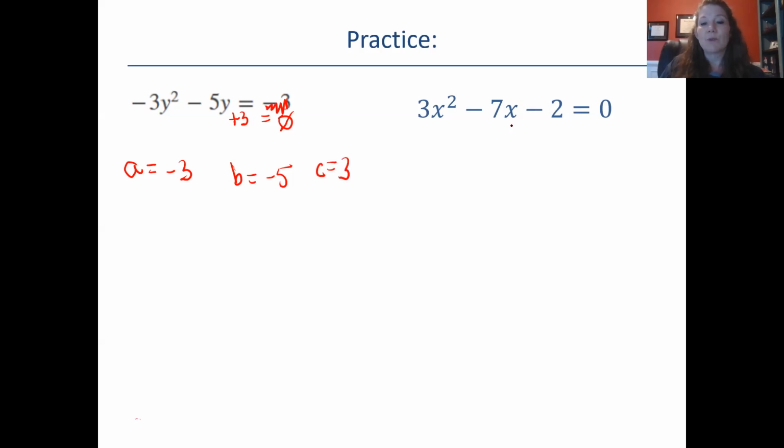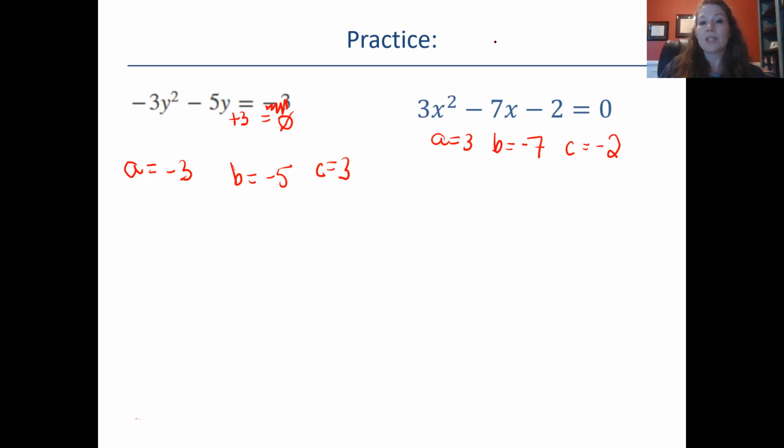All right, let's go ahead. We'll do the second one. We'll identify A. We'll identify B. And we'll identify C. Guys, don't drop those negative signs. The C is not 2, it's negative 2. B is not 7, it's negative 7.